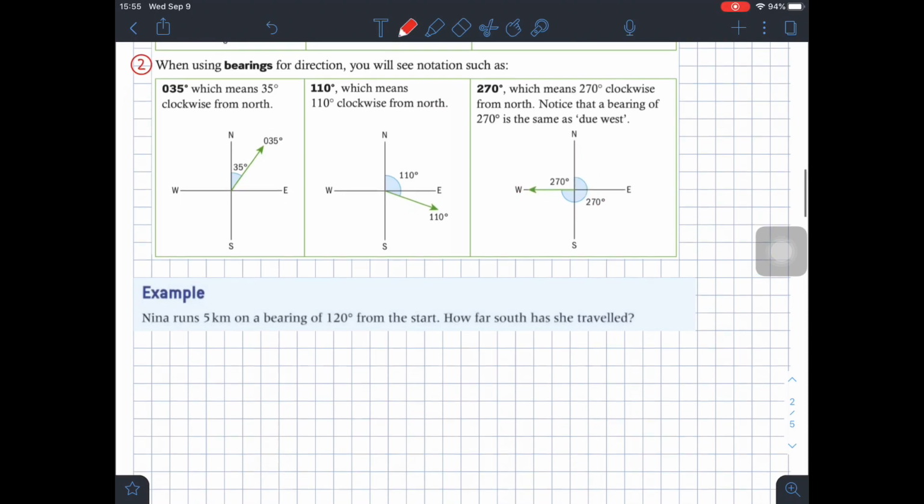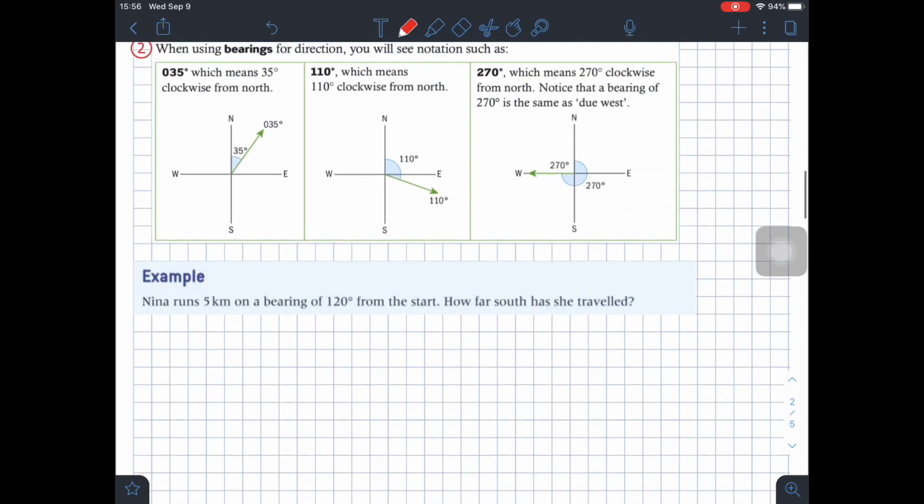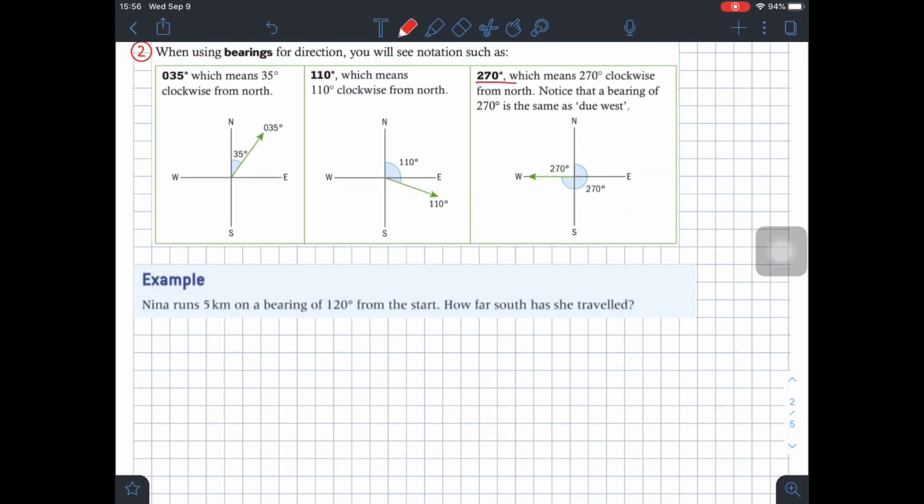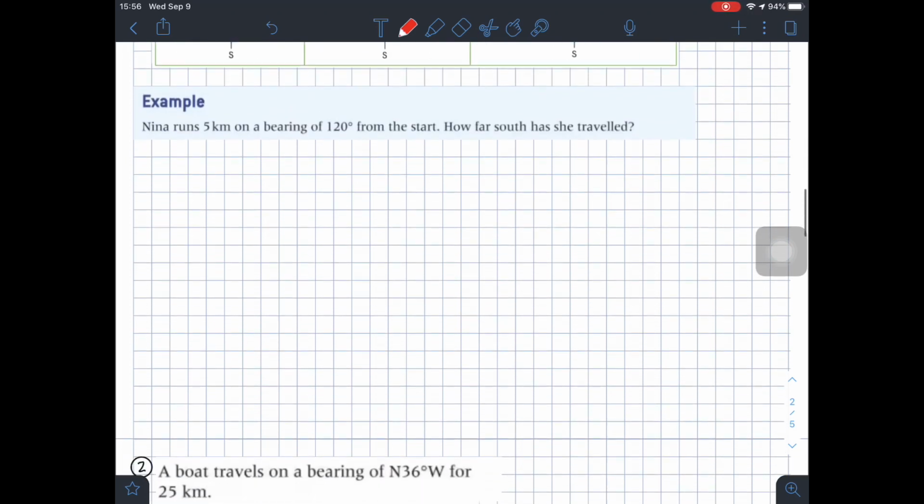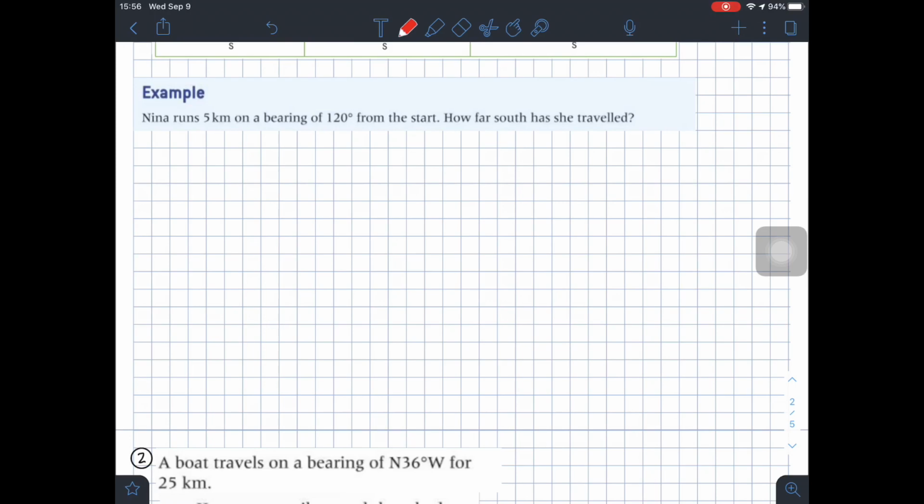Let's see some examples. Let me read this first. 270 degrees means 270 degrees clockwise from north. Notice that the bearing of 270 is the same as due west. Okay, so it's what I just explained. Let's see this example. It says, Nina runs 5 kilometers on a bearing of 120 degrees from the start. How far south has she traveled?